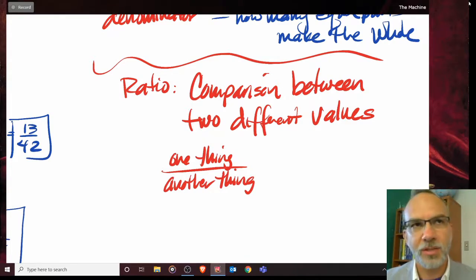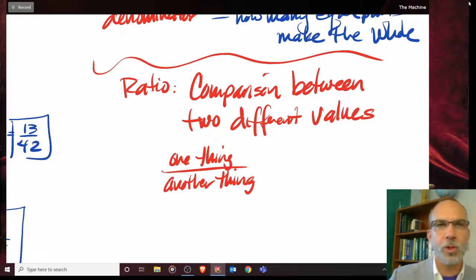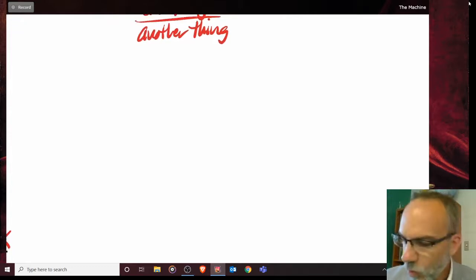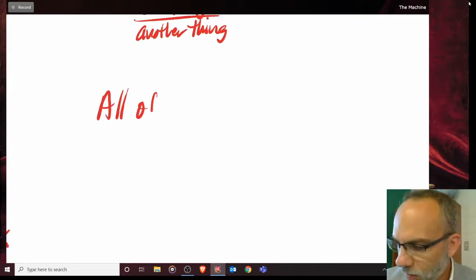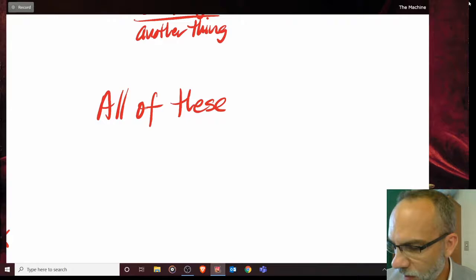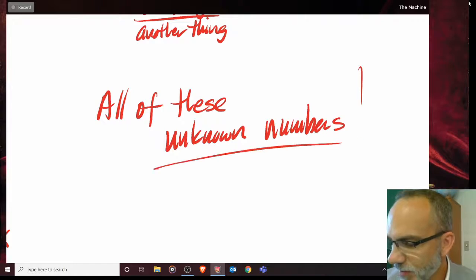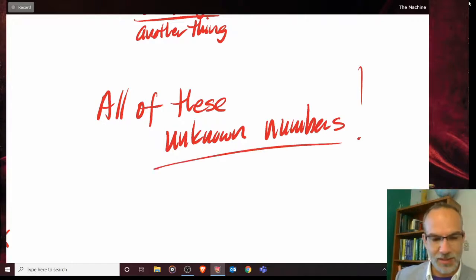Like in automobiles, isn't there like a thrust to weight ratio, right? How much power you get versus how much weight you've got. I know an aircraft, that's one of the ratios we're going to do. Okay, so we're going to do all of these with unknown numbers, because that's what algebra is.